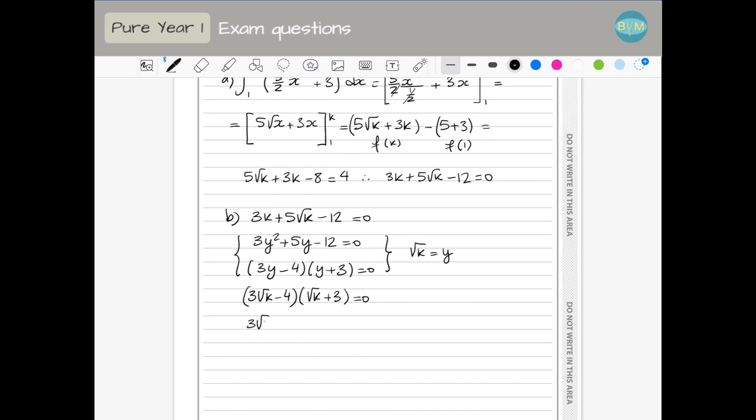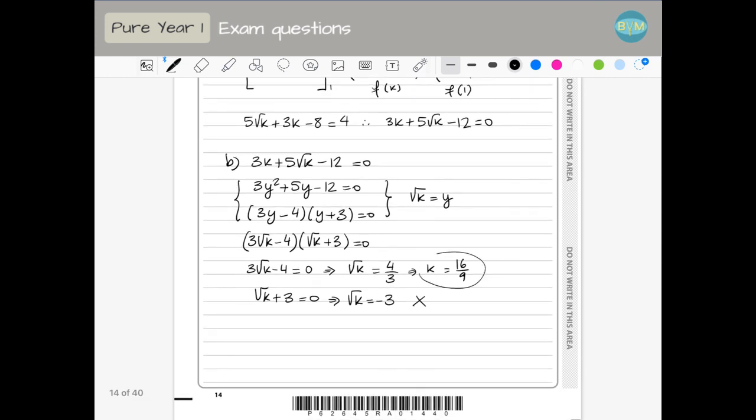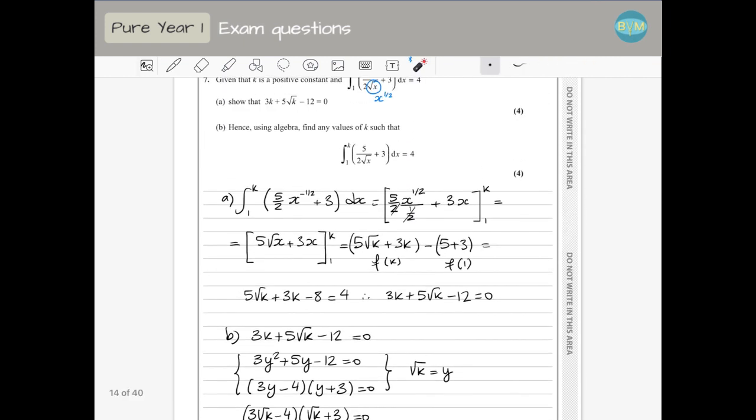One is 3 root k minus 4 equals 0, which means root k is 4/3, which means k is the square of that, which is 16/9. The other one is root k plus 3 equals 0, which means root k is minus 3, which is not possible. So this is not giving me any solutions. So my k is just this value. And that's all with this question. You don't have to find anything else. Find any values of k, and that's all.